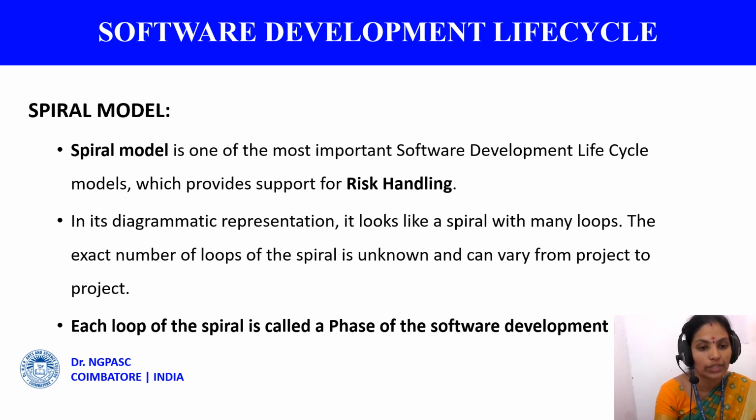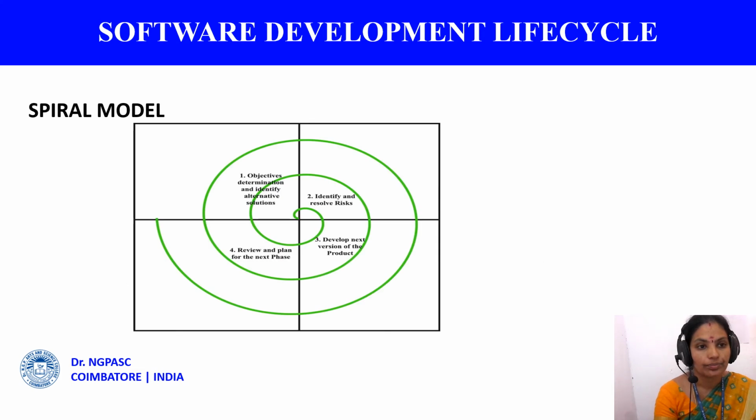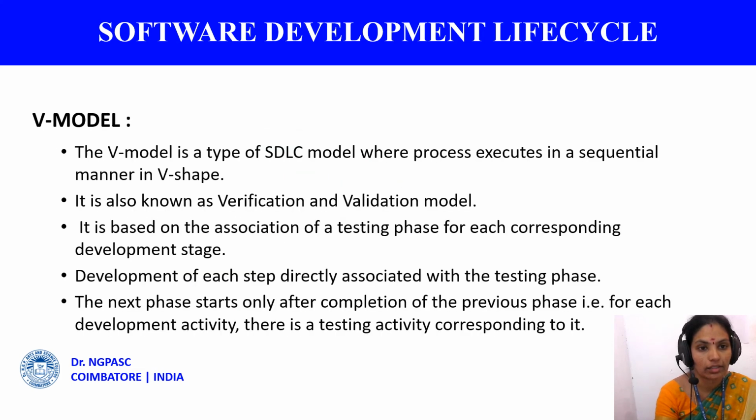Each loop of the spiral is called a phase of the software development. For example, we are creating one high risk software product. That means risk handling is high in that model. That's why we are going for the spiral model, and we have 10 spirals. That means 10 loops in that spiral model. We can call that 10 phases of software development. This is the spiral model. It looks like a spiral.